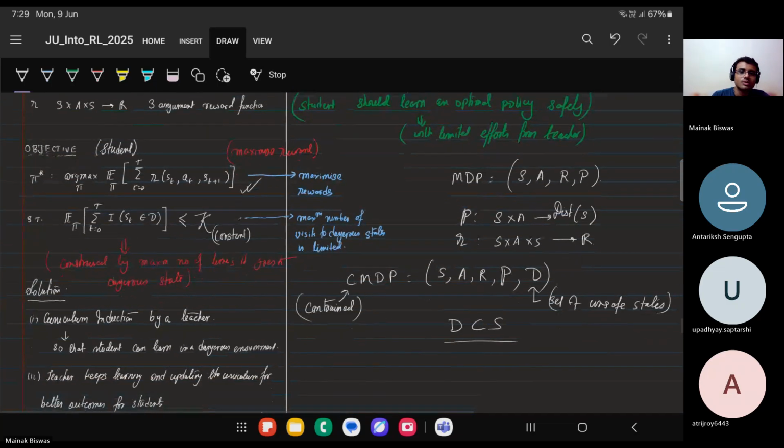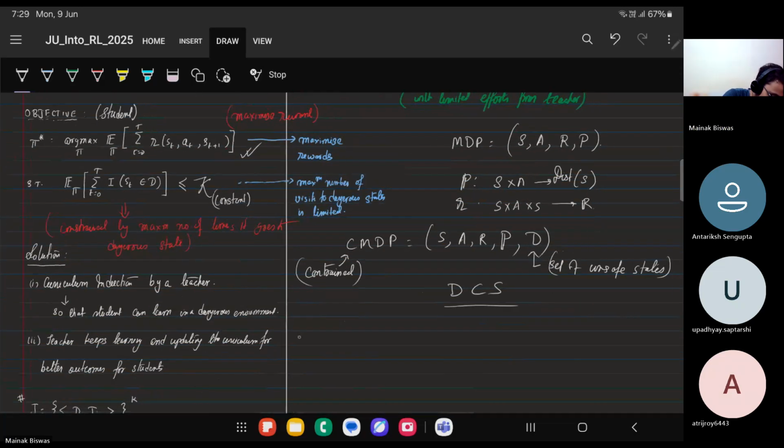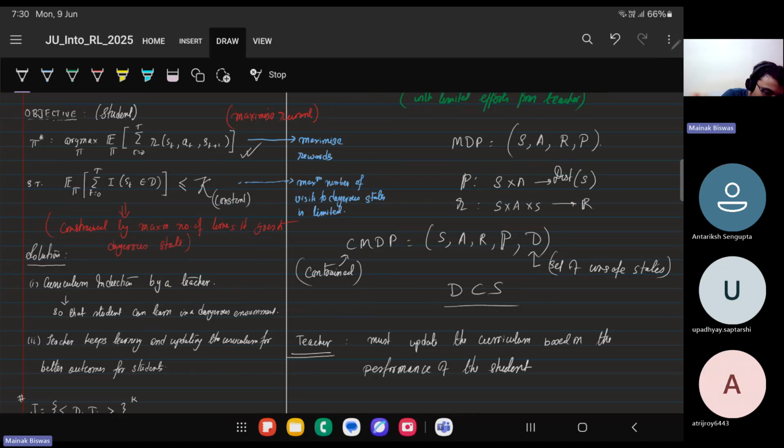So now the student is interacting with the environment. Teacher does not know so much about the environment. Teacher, like humankind, must update the curriculum based on the performance of the student. So this is what happens.